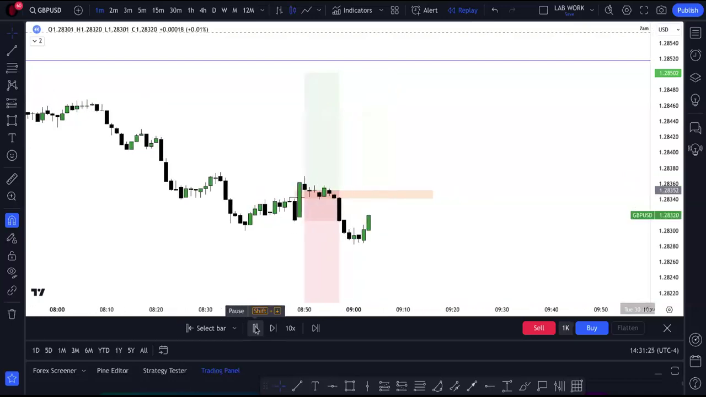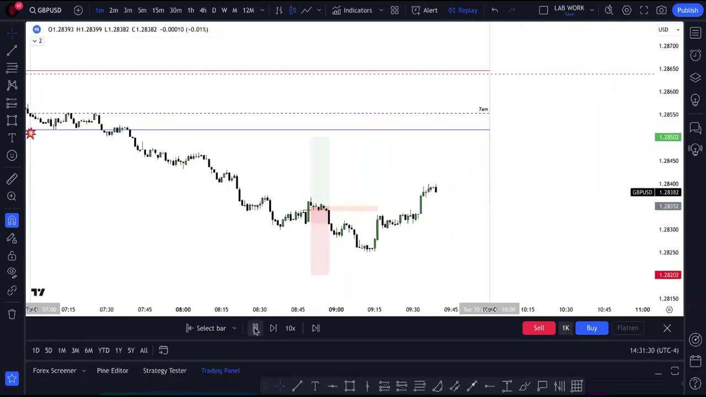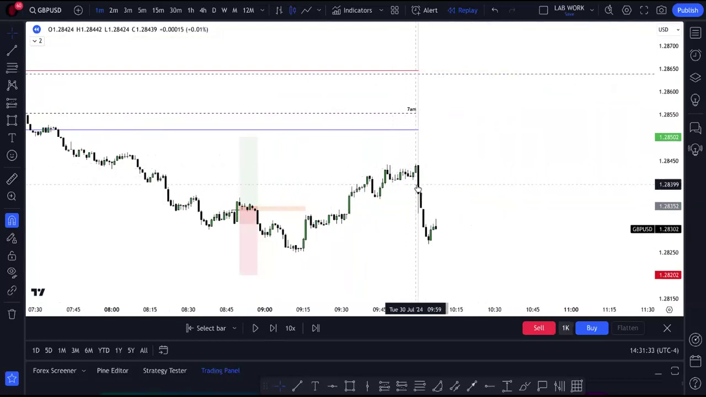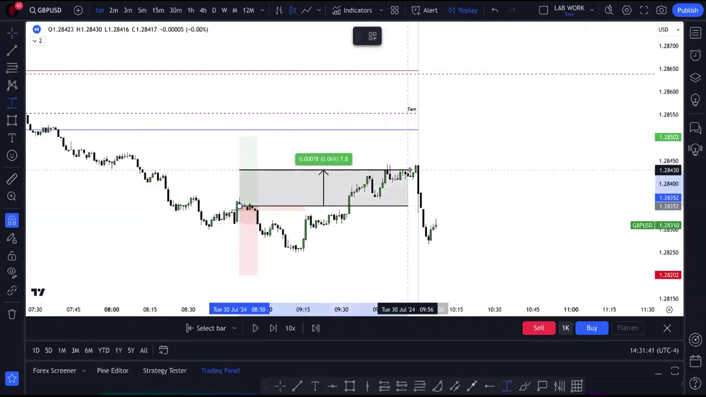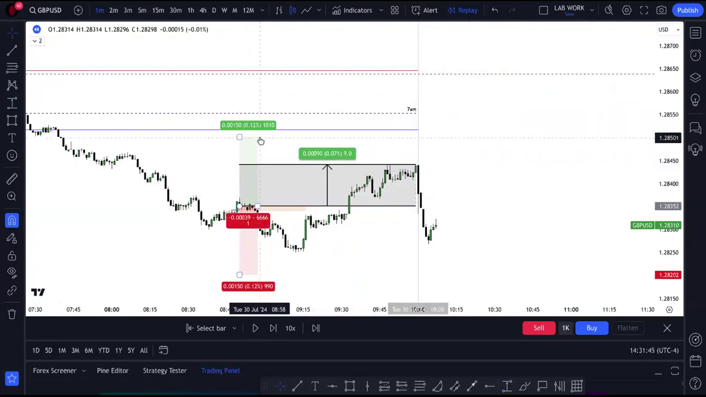Press play, and we hold. And we watch to see what price is going to do. And as you can see, at the end of the session, we get up to at least probably what? I think my eyes are correct. That looks like 7 pips. 9 pips, not bad, right? And we were looking for 15.